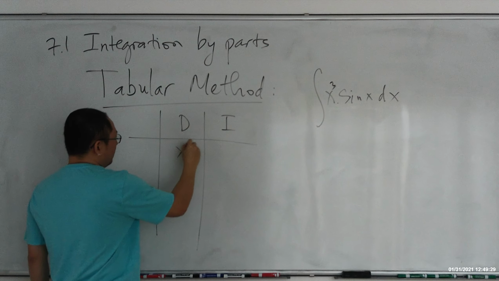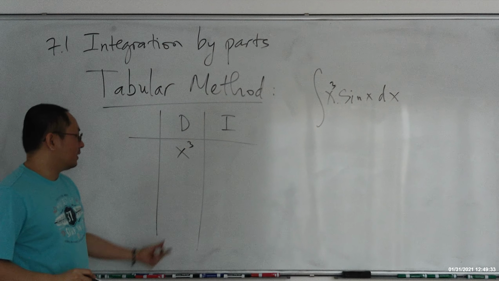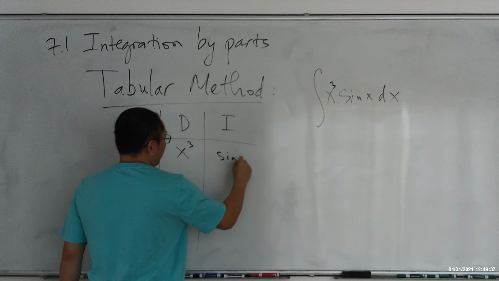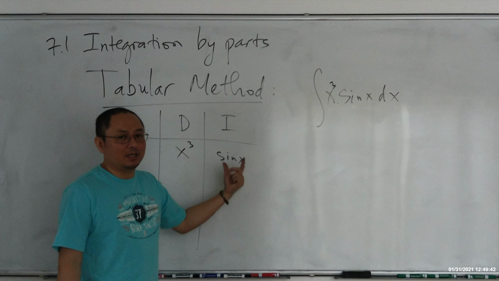I choose x cubed for derivative because I know that I keep taking the derivative of x cubed, I'm going to have a smaller and smaller degree of x. And integral of sine x, I do this because it's going to make a loop. Integral of sine is kind of cosine. Cosine is sine with plus or minus.